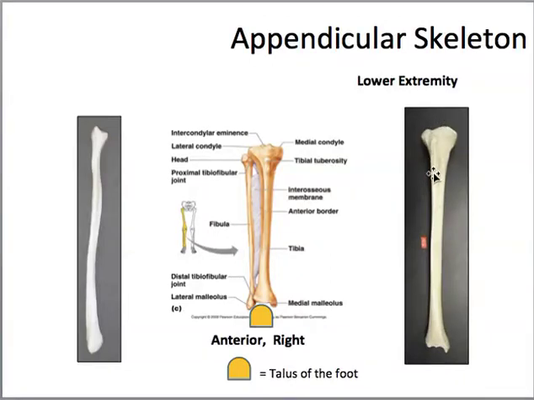There is an interosseous membrane that connects from the lateral border of the tibia to the medial border of the fibula, and this forms a syndesmotic joint. This is basically an immovable joint. The fibula articulates medially with the tibia, and the tibia articulates laterally with the fibula.